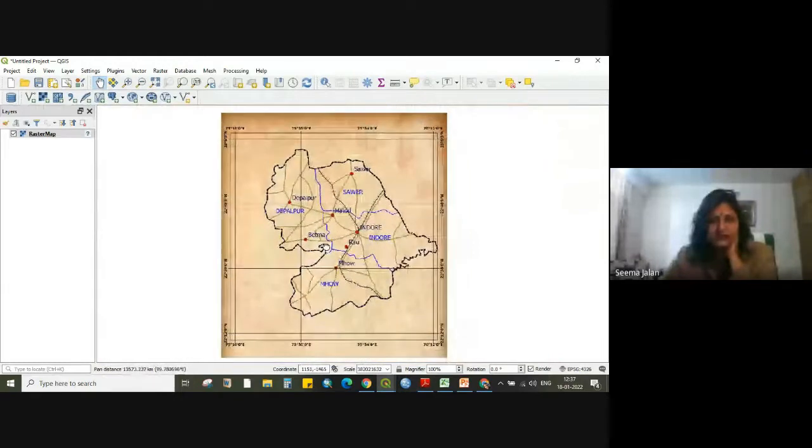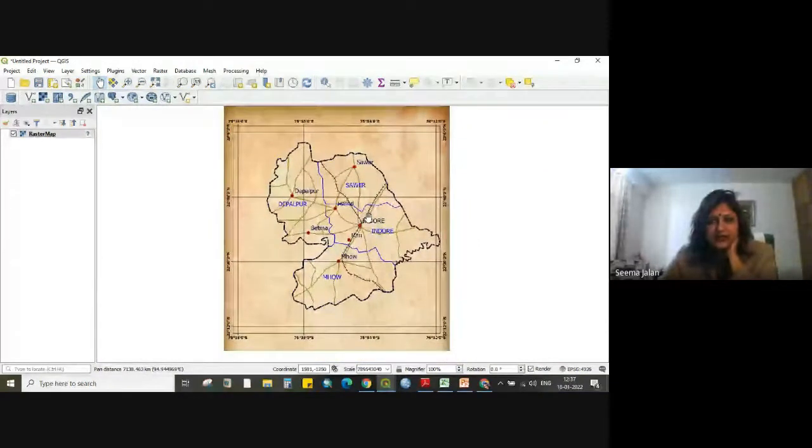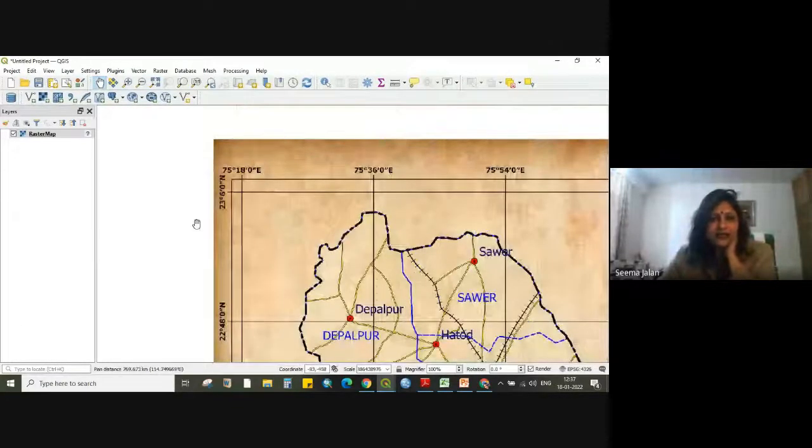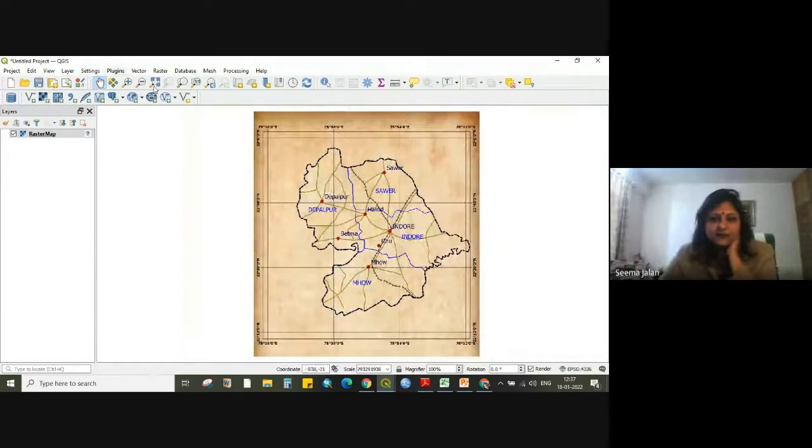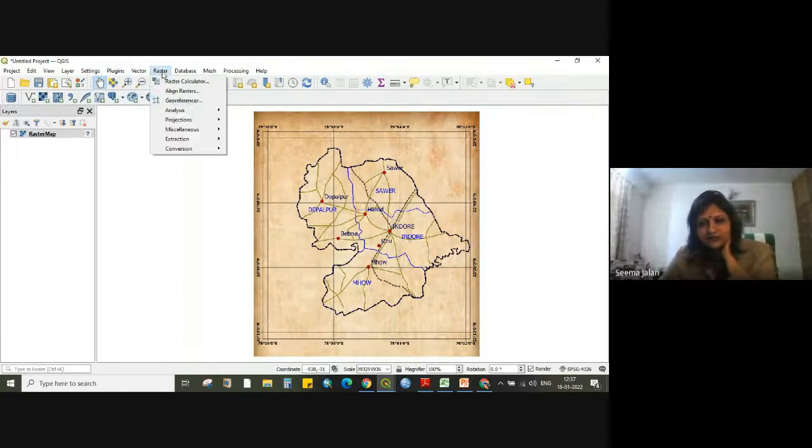I am assuming that this data is in WGS84 datum. And as I said, always on the topo sheets, these values are written in geographical coordinate system. That means these coordinate values tell you that these are the positions on a spherical earth. So what I do is I go to raster because I'm going to georeference a raster. From raster, I will select this georeferencer. Okay. Raster, georeferencer.